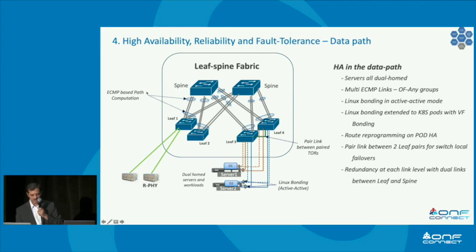So we have multiple ECMP links, and we also have dual connections to our spines instead of one. All the leaves do have dual connections to all the spines that they are connected to, and it's a fully connected ECMP network, basically.